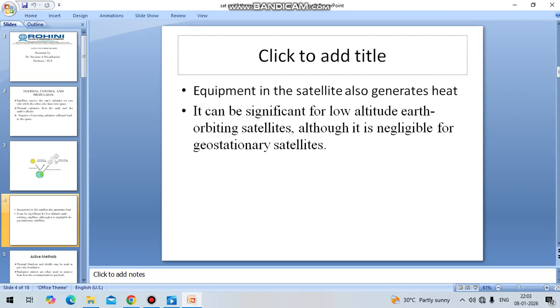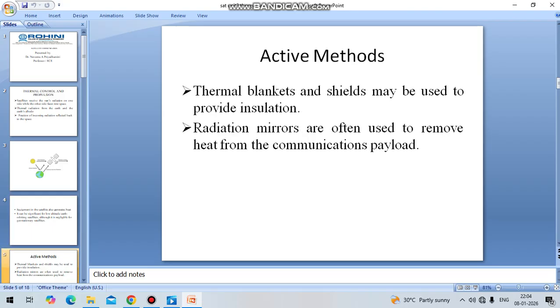This external effect, that is the heat generated from the sun as well as the Earth, has severity in low Earth orbit satellites, and if the satellite is launched in GEO, it does not have a major problem. So we can say that a number of preventive mechanisms are followed. They are classified into two types: one is the active method, another one is the passive method.